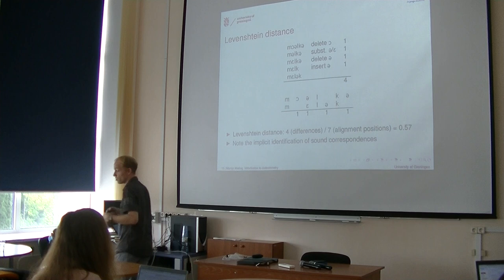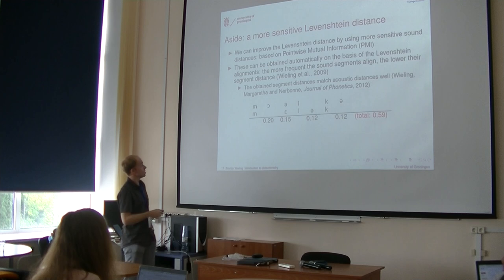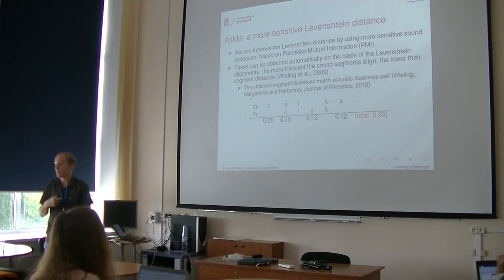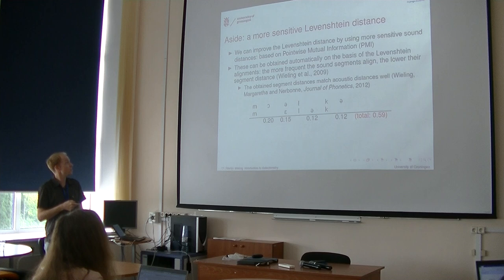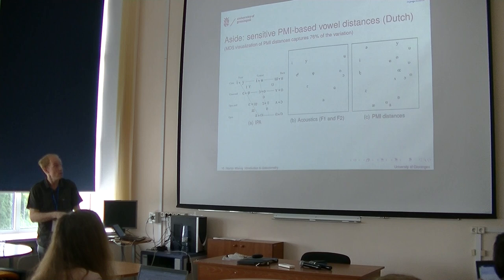And in this case, it's something like this. And then you have, of course, smaller distances, and you normalize by not only the length but also the average distance. And so we obtain segment distances. We get in such a procedure distances that actually match acoustic distances quite well, right? And I'll show that here. So here we have the IPA vowel chart, right? Here we have acoustics. So this is on the basis of Dutch. So this is the acoustic chart on the basis of different data, but acoustic chart. And this is the MDS chart of PMI distances.